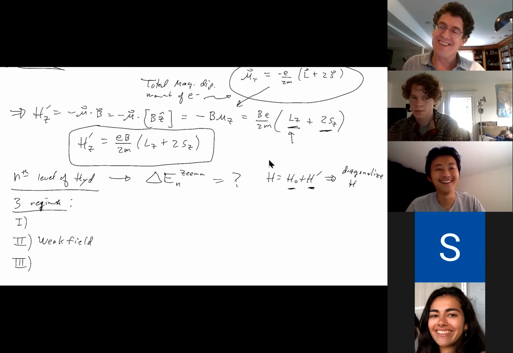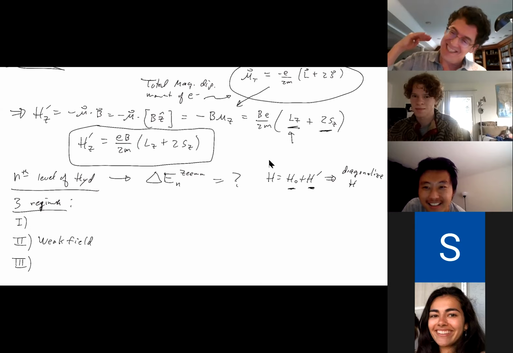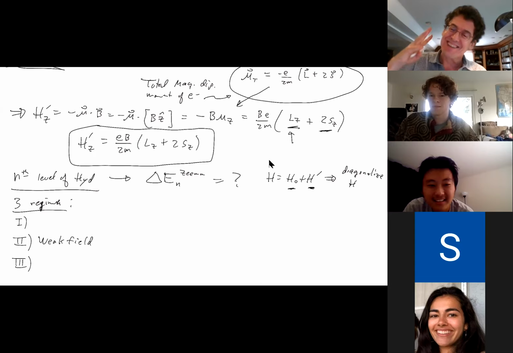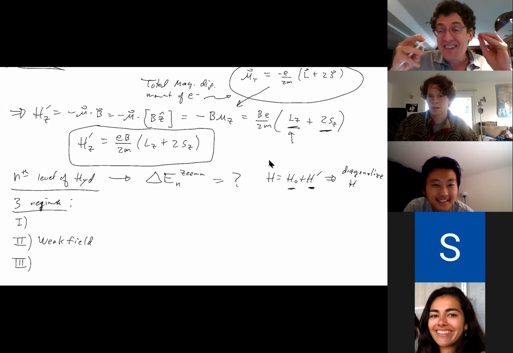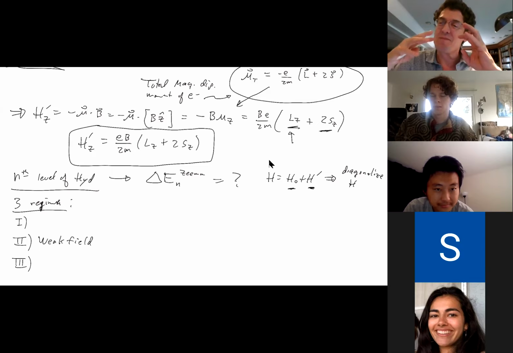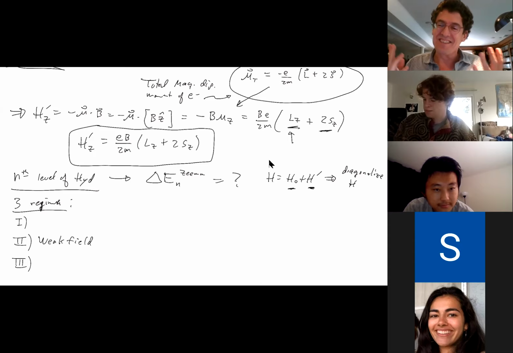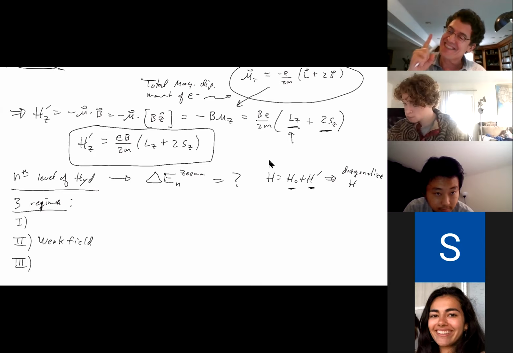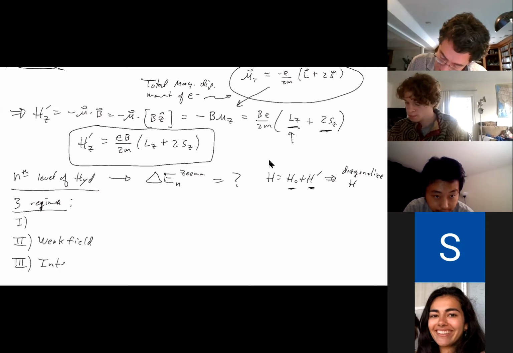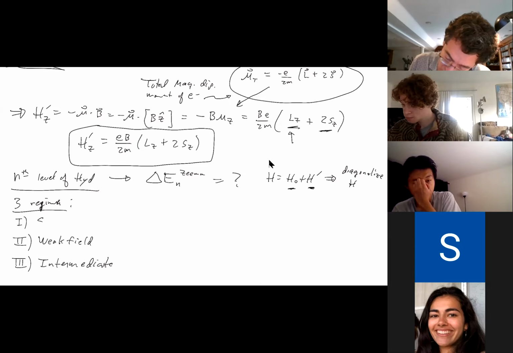Intermediate is always hardest. I just want to say that to you. In physics, the intermediate regimes are always the hardest, okay? That's a trick question because if something is really weak or really strong, then we can make all kinds of approximations. When something is intermediate, all of our approximations go out the window. So this is a general principle in physics. This will always be the case. Intermediate regimes are always the hardest. I'll put that here. Intermediate. Oh my God, that's so hard. Oh, it's the hardest one. So the strong field is the easiest. That was a trick question.